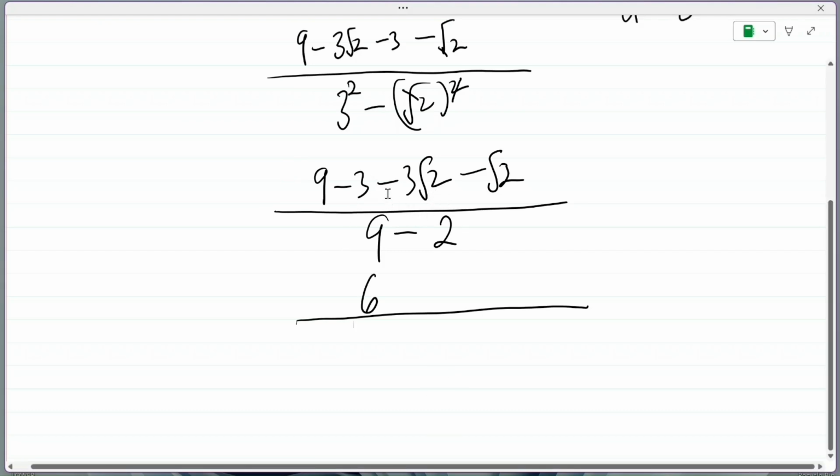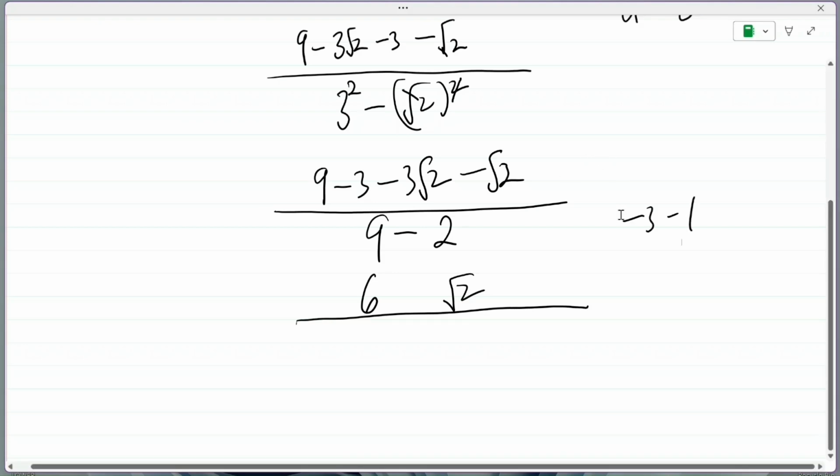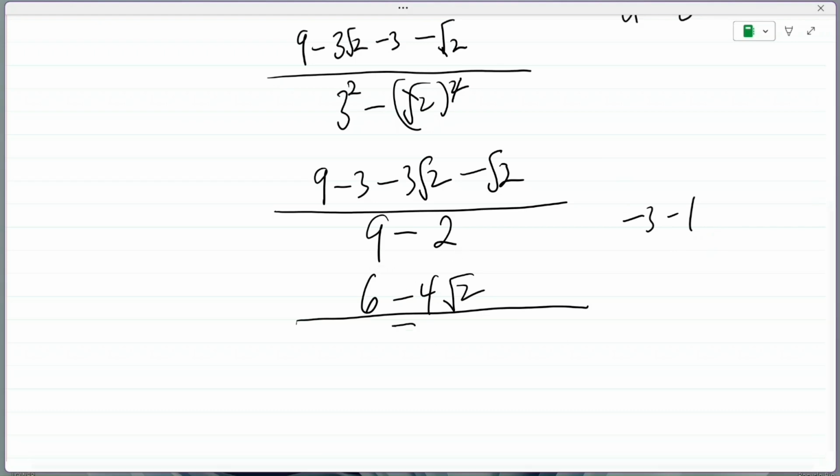This 3 root 2 owns this negative. Then minus root 2, or minus 1 root 2. You pick out one of your root 2s. Then you have minus 3. It's like saying minus 3 minus 1. You're owing 3, you're owing 1. In total, you're owing 4. That's minus 4. At the denominator level, you have 9 minus 2, that's 7.